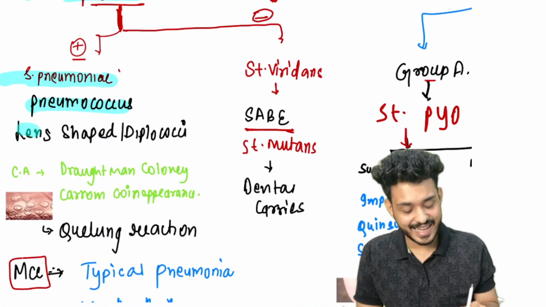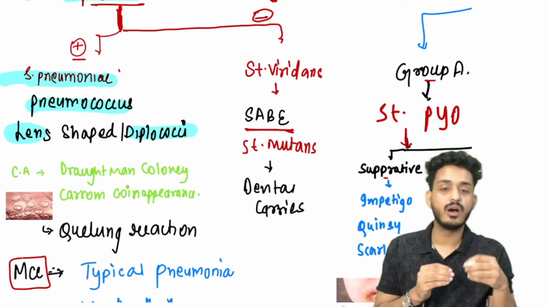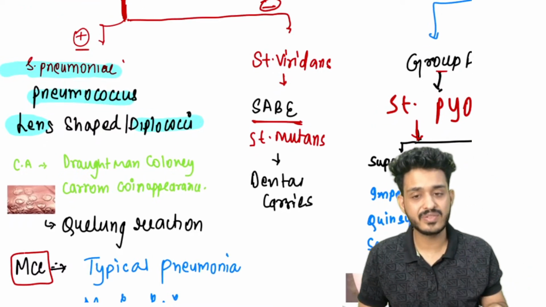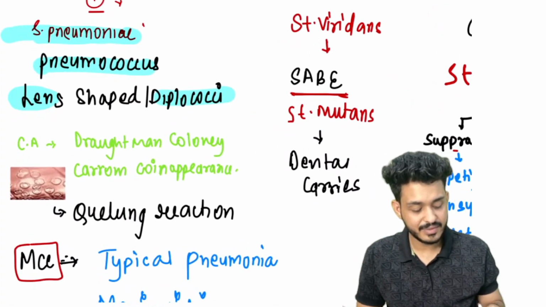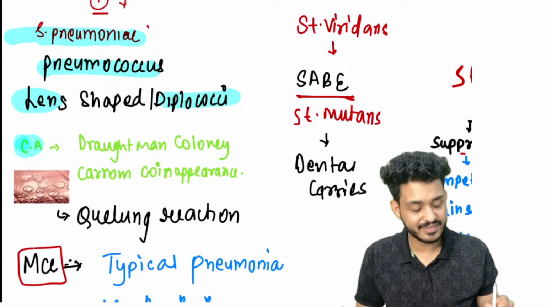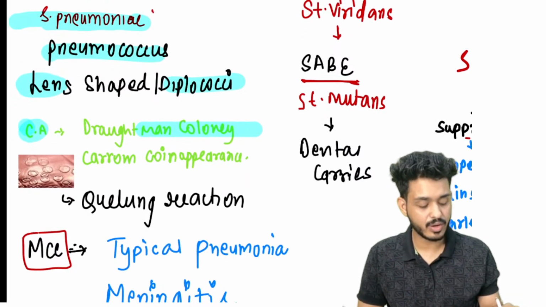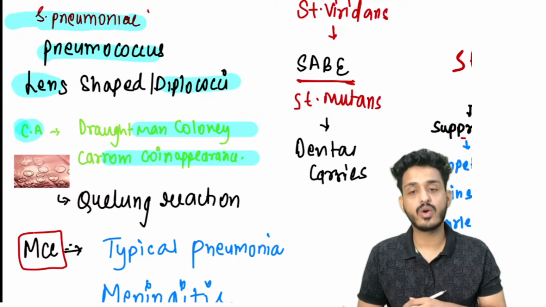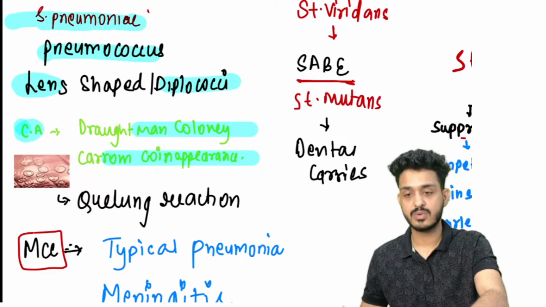Okay, it is a lens shaped bacteria. It is a diplococci. It will be found in pairs, you will be finding two bacteria together. On chocolate agar, they will be having draughtsman like colony, or they will be having carom coin appearance. Okay, just a moment, guys.